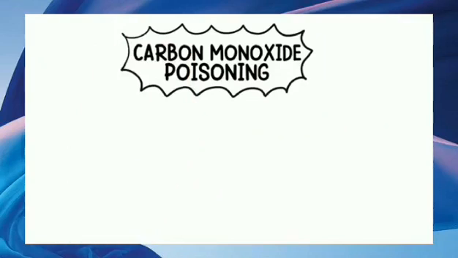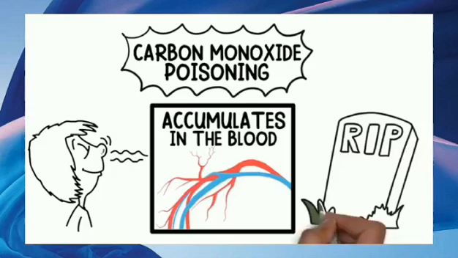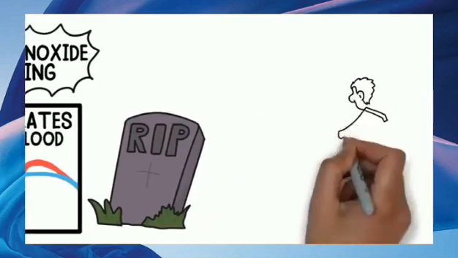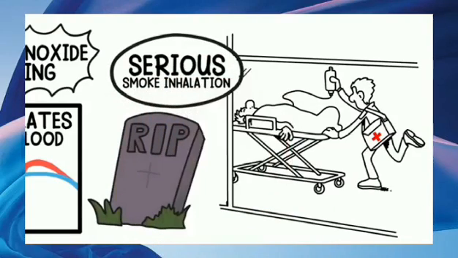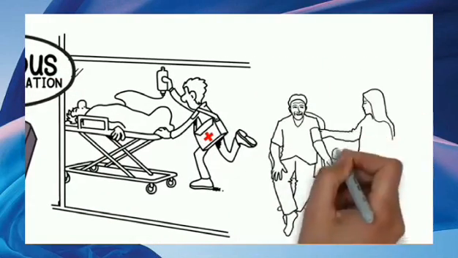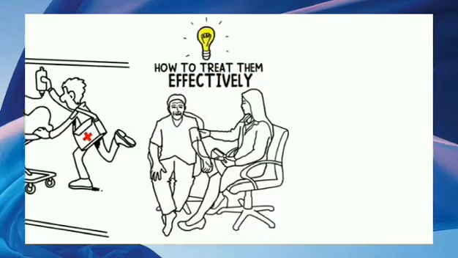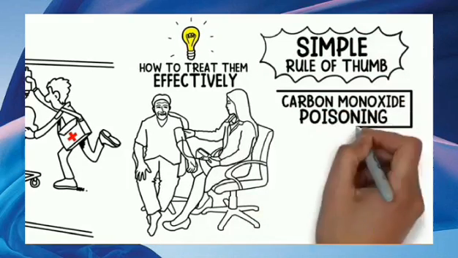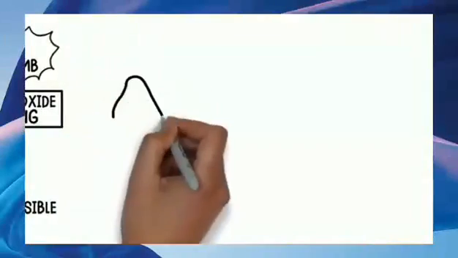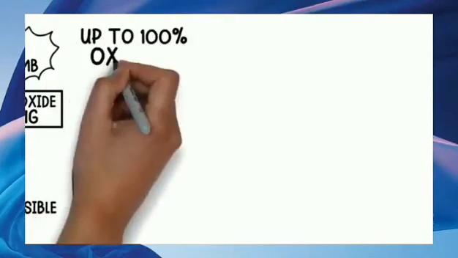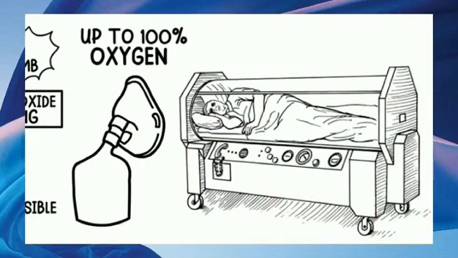Carbon monoxide poisoning occurs when excess carbon monoxide is inhaled and accumulates in the blood, which can cause serious tissue damage and even death in some cases. As a medical professional, there will be times when a patient comes to the emergency department with serious smoke inhalation. When this is the case, more times than not, said patients will show signs and symptoms of carbon monoxide poisoning, and you will need to know how to treat them effectively. Here's a simple rule of thumb. Carbon monoxide poisoning should be treated with the highest possible FiO2 that is available. Initially, a non-rebreathing mask can be used to administer up to 100% oxygen, but the goal should be to place the patient in a hyperbaric oxygen chamber as quickly as possible.